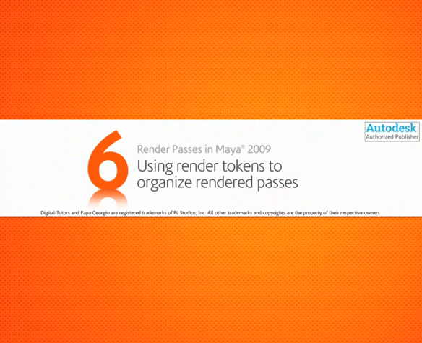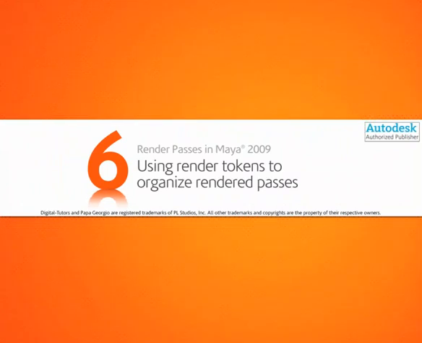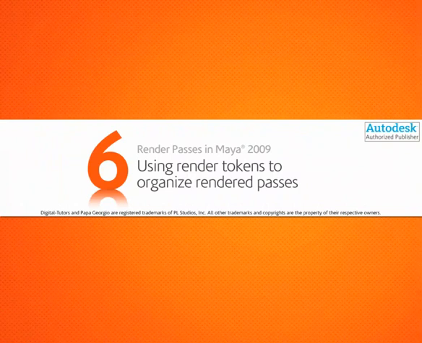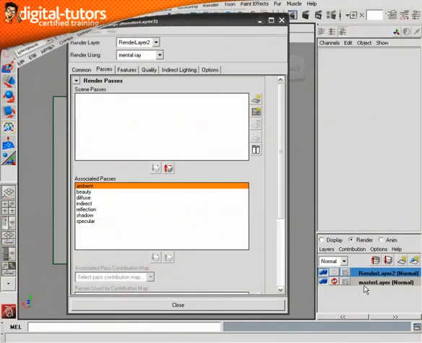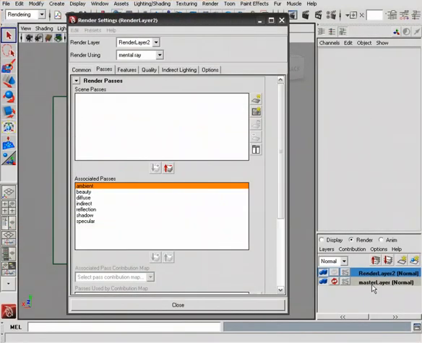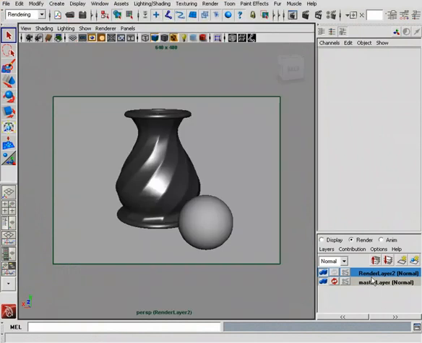In this lesson, we're going to take a look at the render tokens that are available within the Maya render system. What this will do is give us a finer level of control over the output directory of our rendered images. In this scene, what I have set up is actually two render layers, our master layer and a second layer that I've set up just called render layer 2.